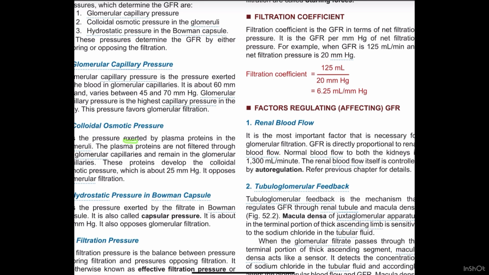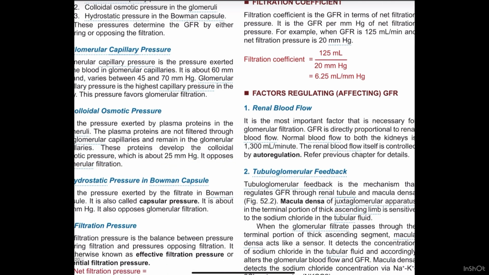It is the pressure exerted by the plasma proteins. As I said to you, albumin is the most abundant protein in the plasma. The plasma proteins are not filtered through the glomerular capillaries, they remain in the glomerular capillaries. And these proteins develop a colloidal osmotic pressure. Colloidal osmotic pressure will be around 25 mm of Hg. It can be 20 also. It opposes glomerular filtration. This is the opposing pressure.